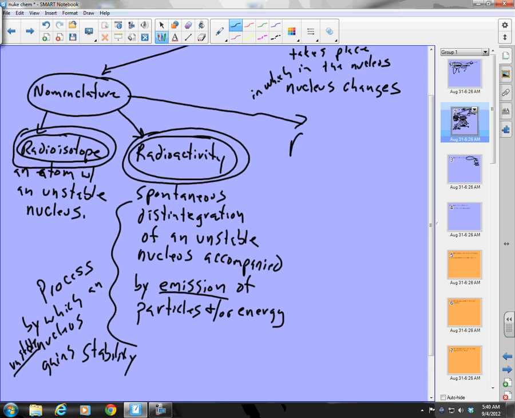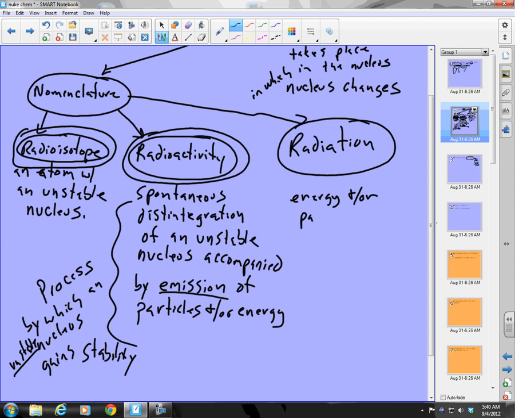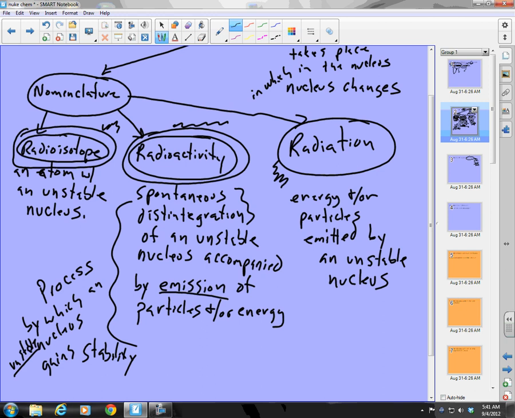And associated with this is another term that sounds very similar, and we have to be very careful here, and it is radiation. And what do you think radiation is? Well, radiation is that energy and or particles emitted by an unstable nucleus. Hey, I see the picture now. We've got a radioisotope here, right? It's unstable, so it is radioactive. And its nucleus spontaneously disintegrates. And when it does, it emits radiation. There we go. And so now we have a whole picture of this idea of a radioisotope, radioactivity, and radiation.